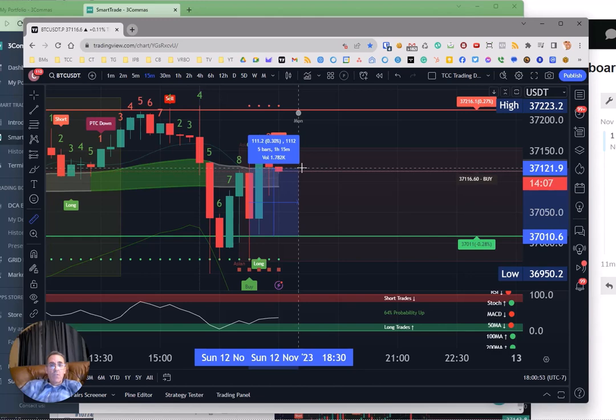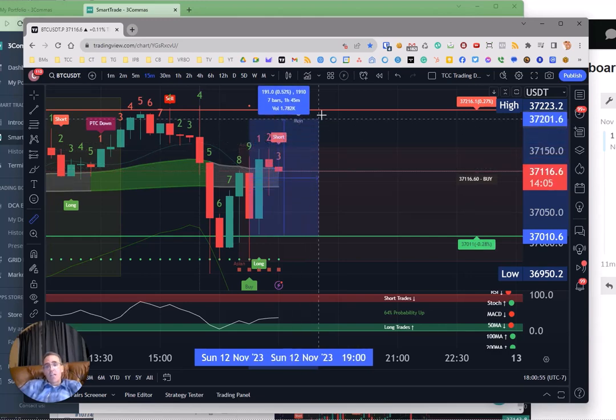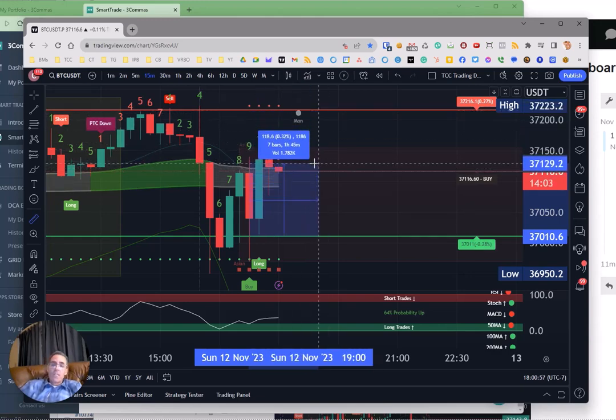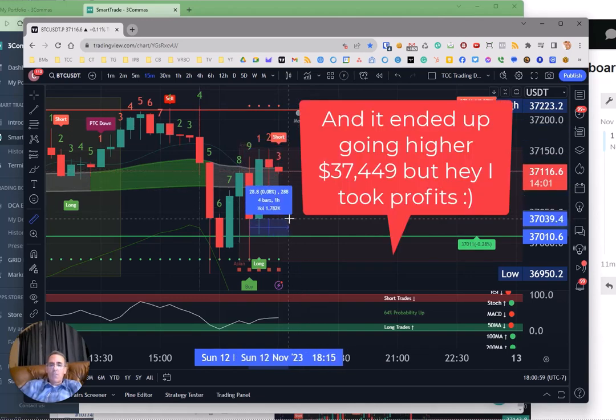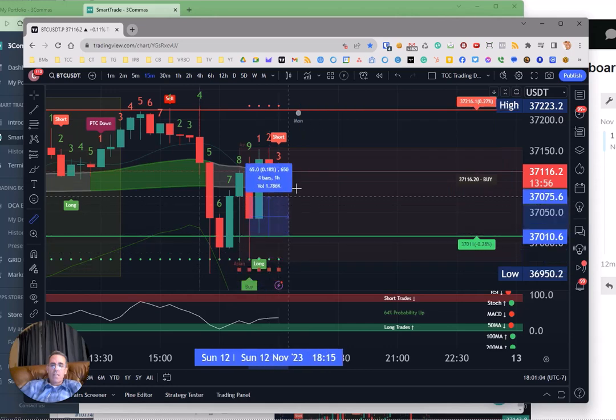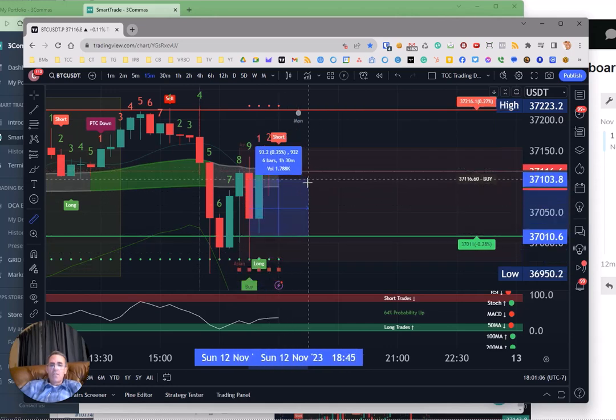And I like to be super conservative. I mean, heck, I could have doubled my money if it went up here, but what if it didn't double? What if it just goes here? But most of the time, what I found on a 15-minute chart is when I get that buy signal, it's going to go up into this gray area here, either right here or right here, guys.